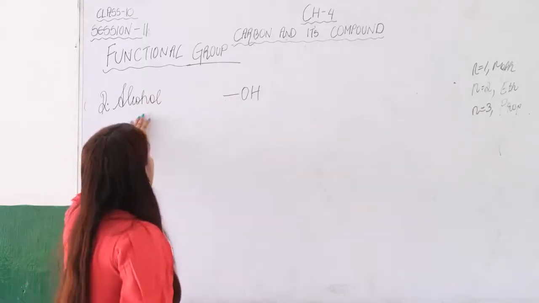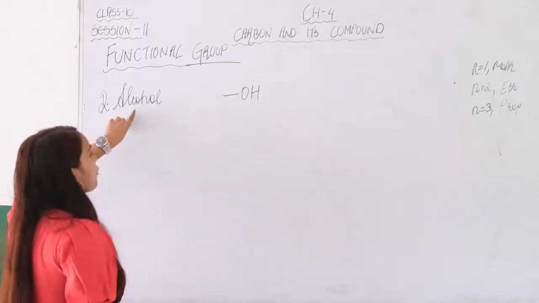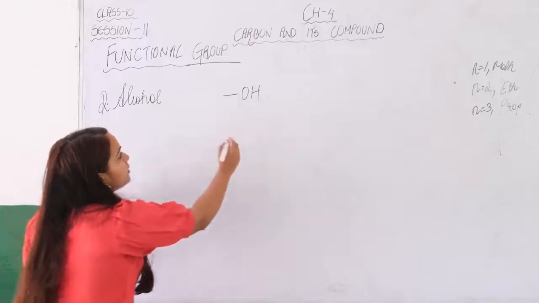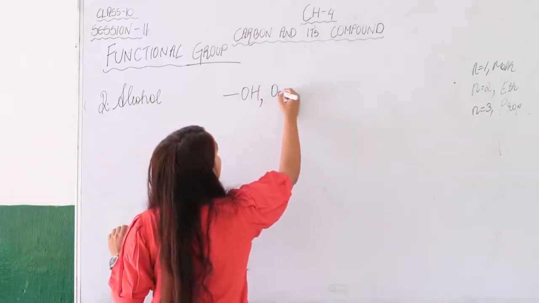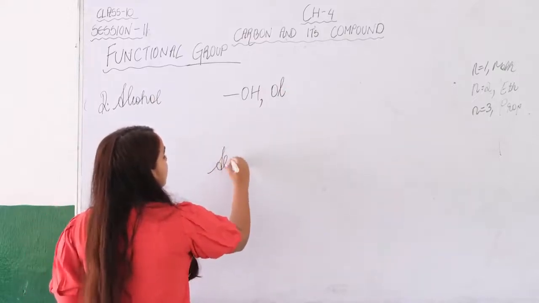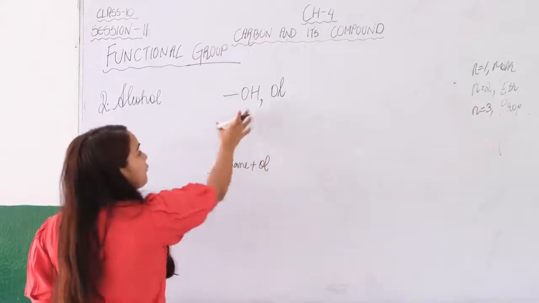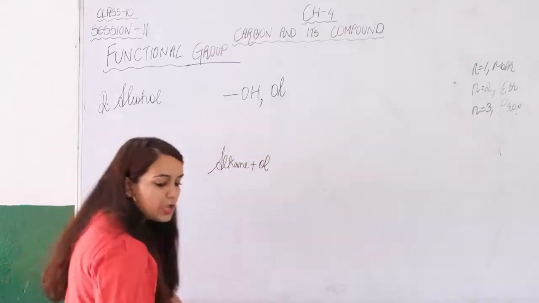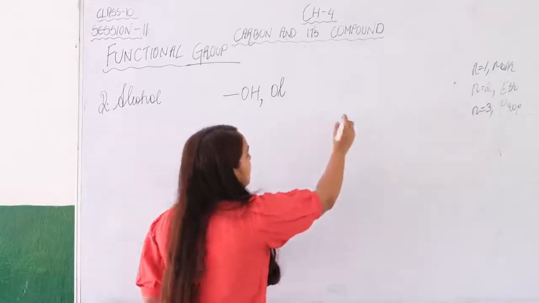And whenever we are naming compounds for alcohol, the suffix to be used is ol. That means after the alkane, what name do we have to put? We have to put ol if the oxygen functional group is present. Now let us see how the naming is to be done.